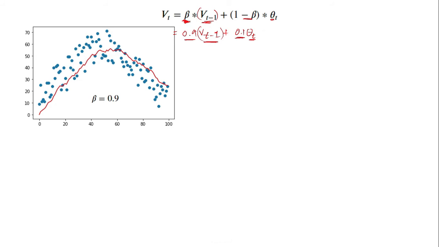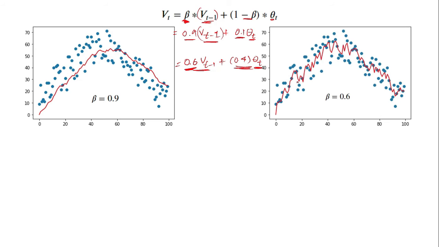And if we take the value of beta as 0.6, then considerably higher weightage will be given to the current point while a relatively lower weightage to the previous average. Considering beta as 0.6, the graph looks something like this, and you can see there is a lot of zigzagness in the graph because higher weightage is given to the next point that it encounters while lower weightage is given to the previous average.